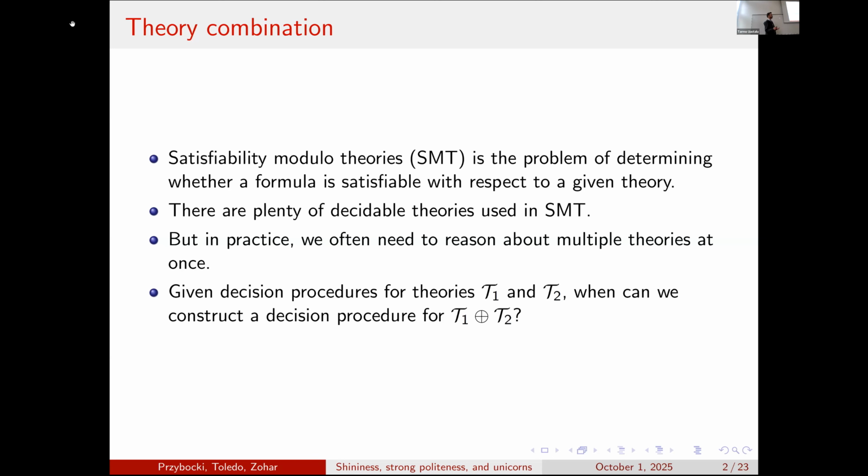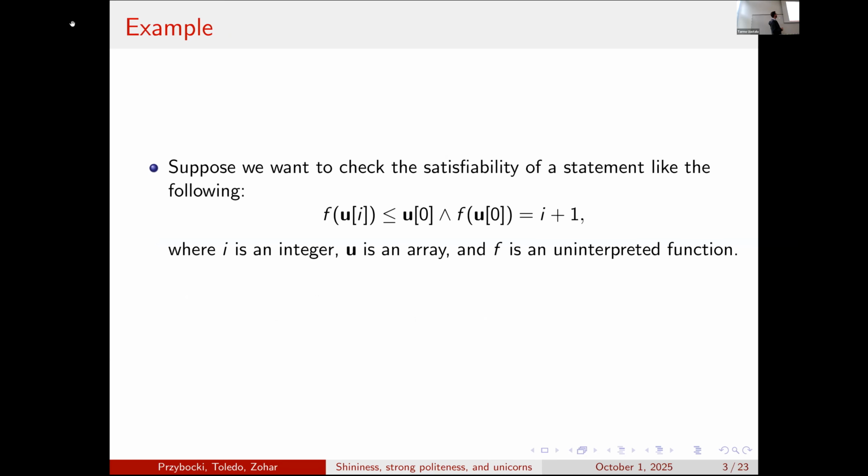The combined theory is just the theory where we take the union of their two axioms and work over the union of their signatures, so we're allowed to use vocabulary from both theories at once. In this talk, I'm only going to consider disjoint combination, where we're only working with theories with disjoint signatures, so they don't share any vocabulary.